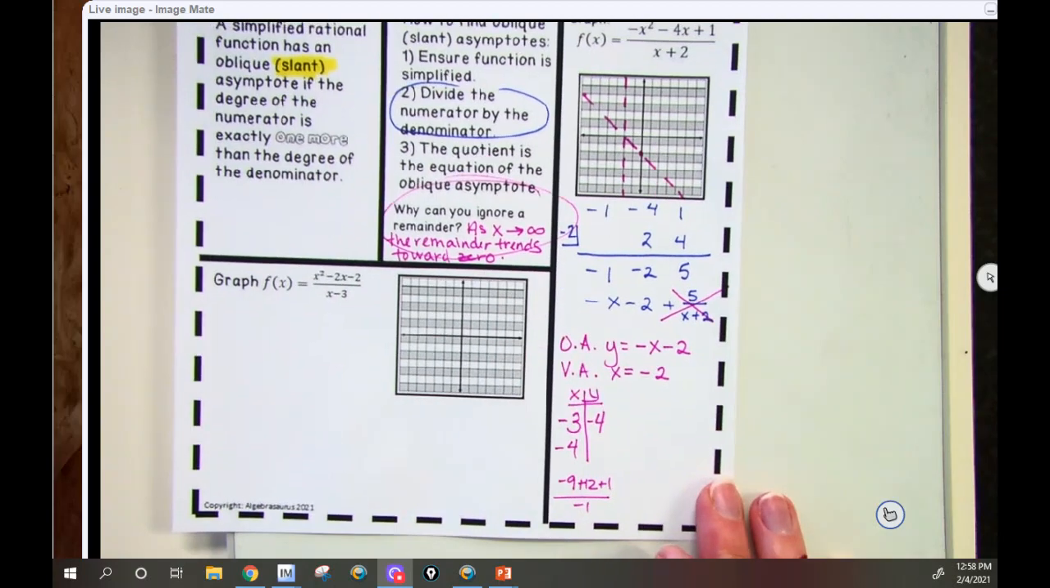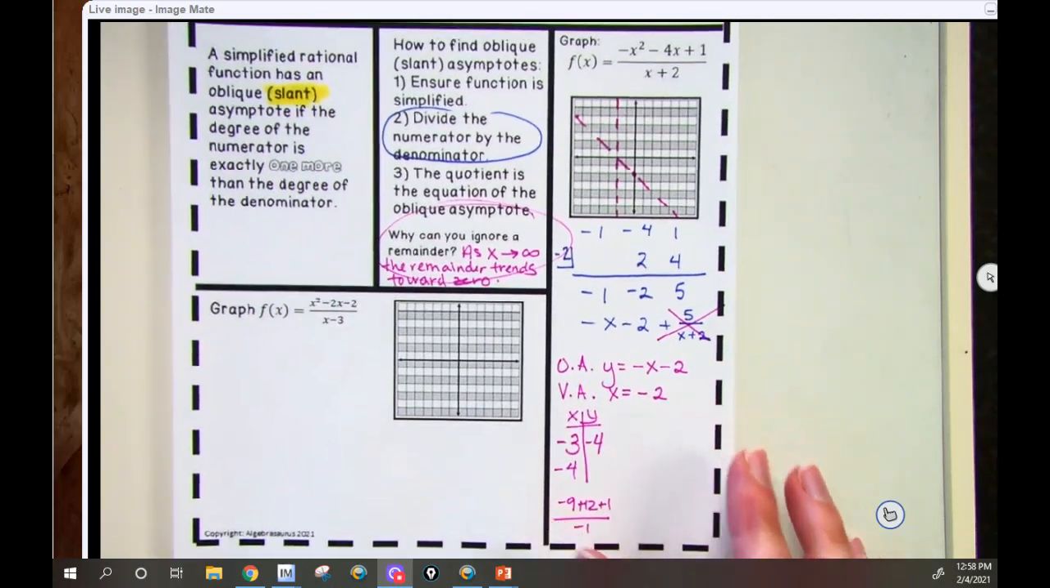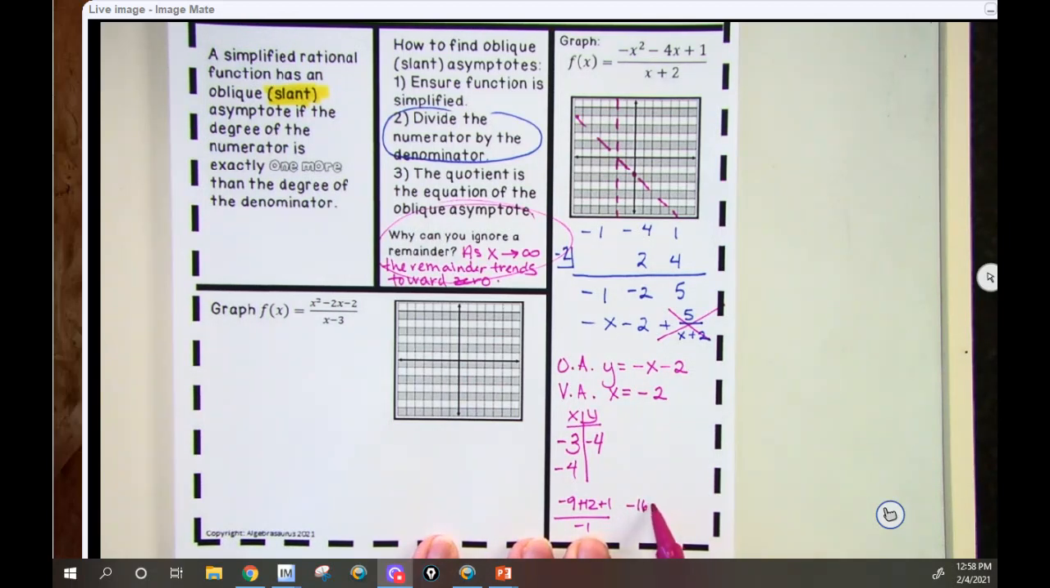Did anybody already substitute in -4? All right, you're waiting for me, huh? -16 plus 16 plus 1 over -4 plus 2 is -2. So I'll get -1/2.